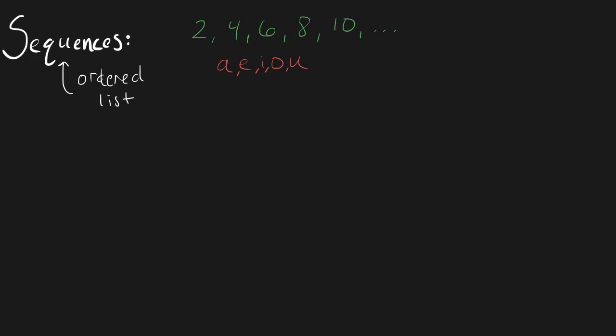And one other thing that I want to point out here is that a sequence can be infinite, as in the case of the even numbers, there are an infinite number of even numbers, and a sequence can be finite, as is the case for the vowels in the alphabet. This is a finite list. So an infinite sequence goes on and on, and a finite sequence has a certain number of elements in it that you can count.